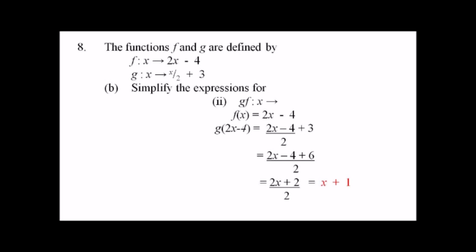F of x is 2x minus 4. Put that whole thing into g of x where you see x. So you get 2x minus 4 over 2 plus 3. So you get 2x minus 4 plus 6 over 2 when you work it as a fraction. And then you get 2x plus 2 over 2. Divide by 2, you get x plus 1.